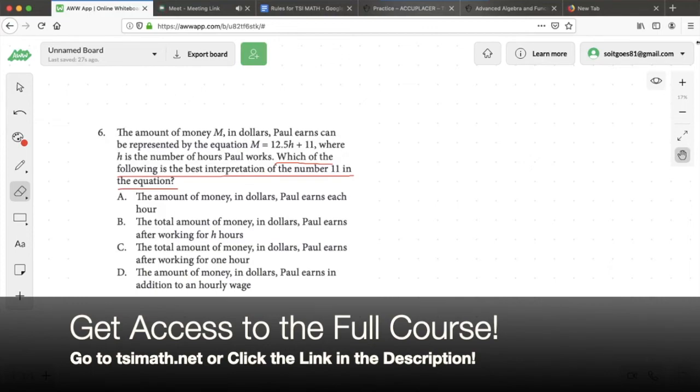What's the best interpretation of the number 11? What does the number 11 mean in that equation? Now, one thing to do is maybe just take a look at the equation, just stare at it, and then hopefully the correct answer slaps you in the face. But it's just not obvious looking at an equation what things mean.